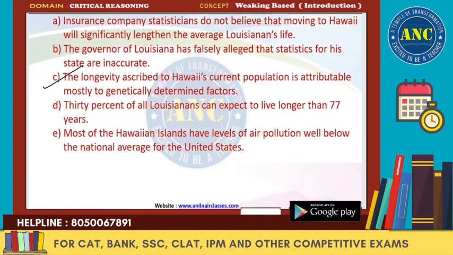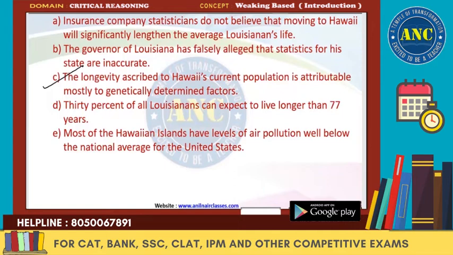Look at option A. Insurance company statisticians do not believe that moving to Hawaii will significantly lengthen the average Louisianan's life. Now, because the conclusion concerns people born in Hawaii, not the average Louisianan, this option does not weaken the conclusion. Look at option B. The governor of Louisiana has falsely alleged that statistics for his state are inaccurate.